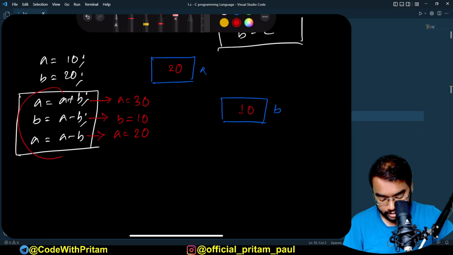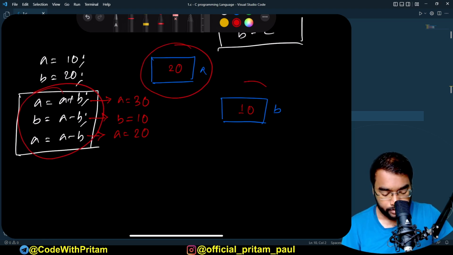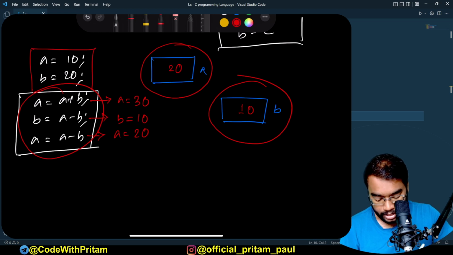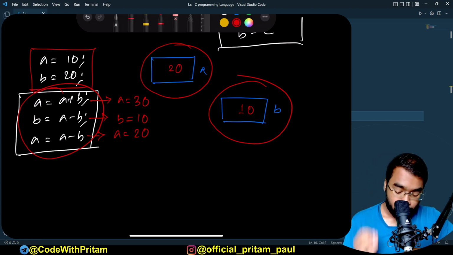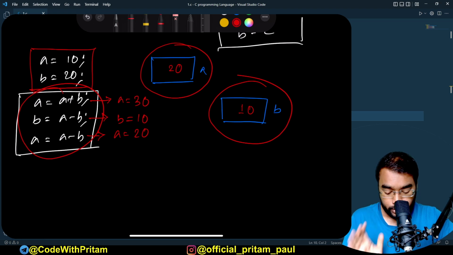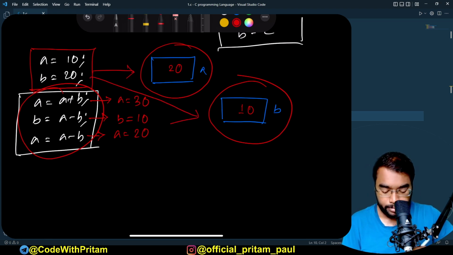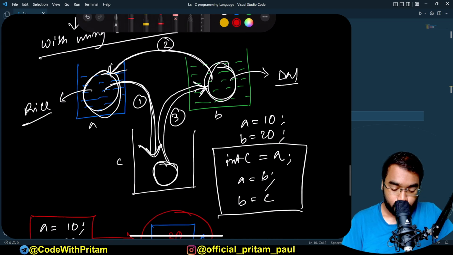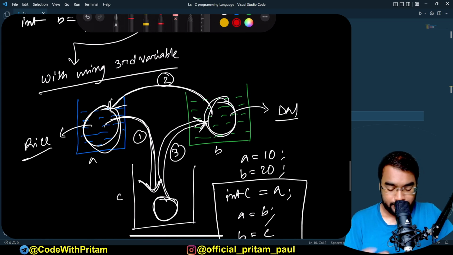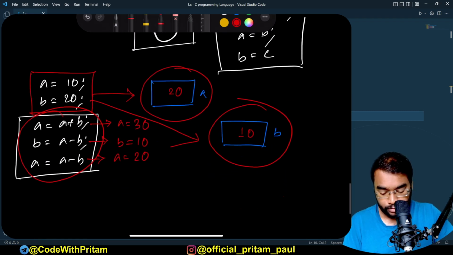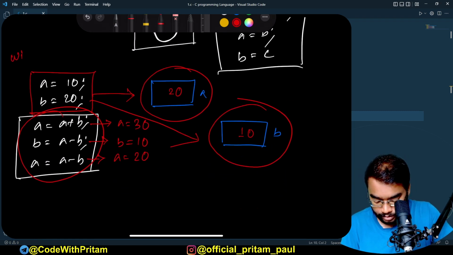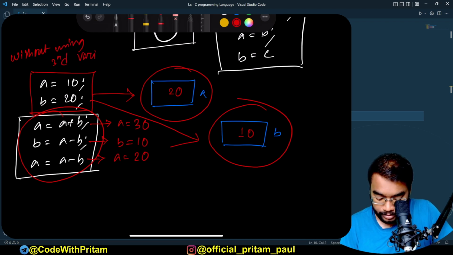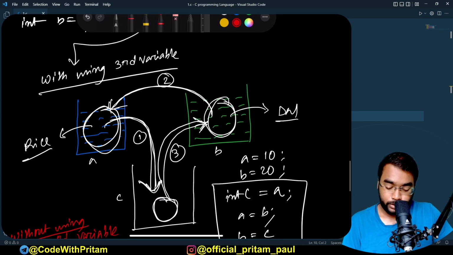So after these three statements, you can see that a equal to 20, b equal to 10, whereas a was 10 and b was 20. So now you can see that the values have been swapped. In this way, we can use assignment operators to do some calculation, and here there are some basic applications. This is with using a third variable, and this is without using a third variable.